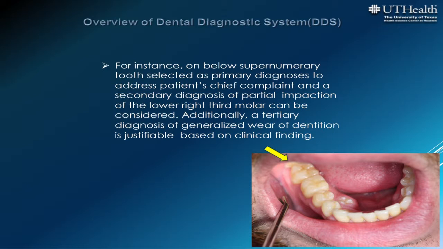For instance, below, supernumerary tooth is selected as primary diagnosis to address the patient's chief complaint, and a secondary diagnosis of partial impaction of the lower right third molar can be considered. Additionally, a tertiary diagnosis of generalized wear of dentition is justifiable based on clinical findings.